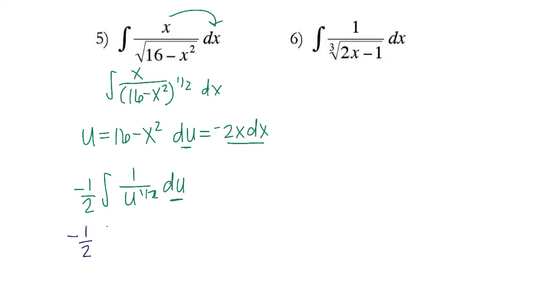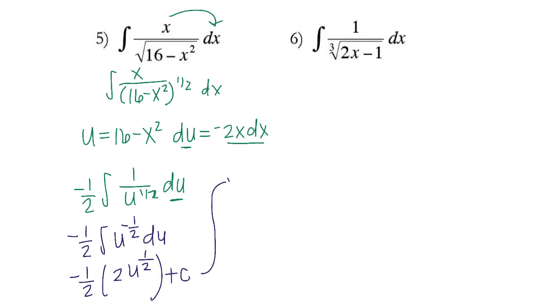This is going to be u to the negative 1/2 du, and if we go through our integration process, notice that's going to be u to the positive 1/2 divided by a half plus c. And so let's see what our final answer will end up being. We're going to have negative u, but u was 16 minus x squared, and all of that's raised to the positive 1/2 and then plus c.